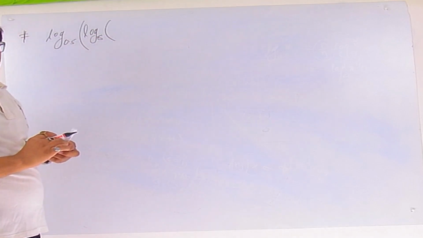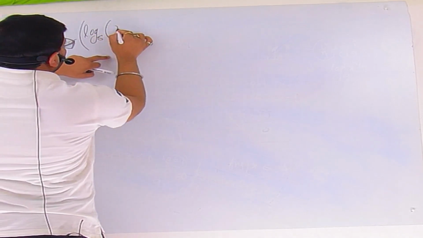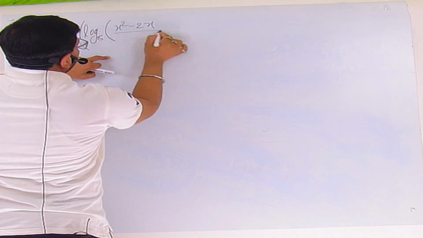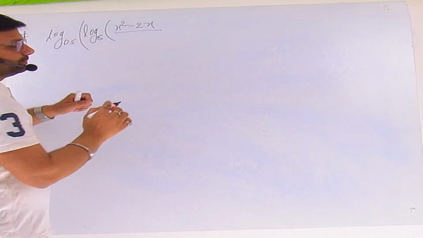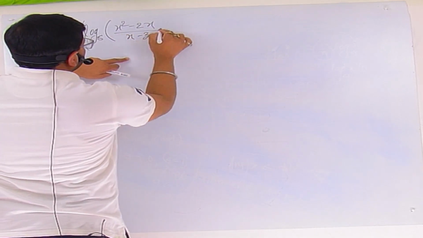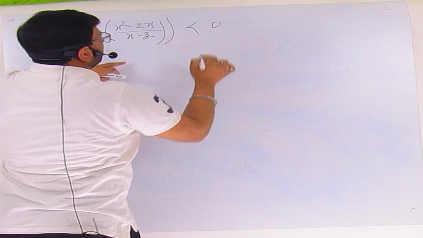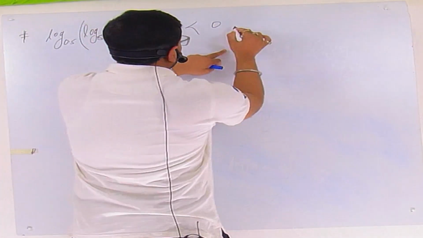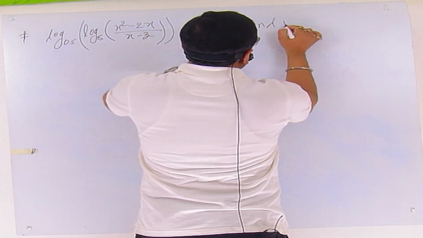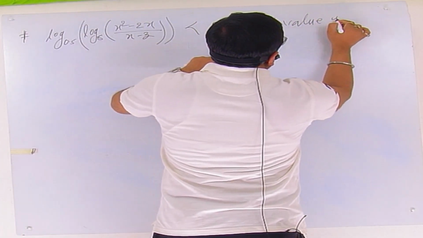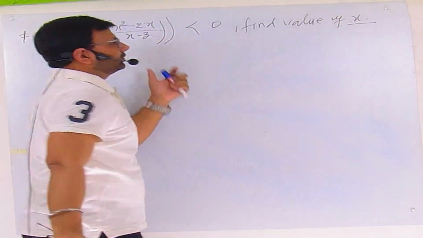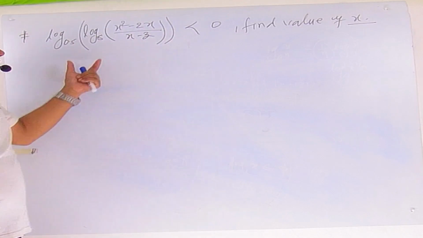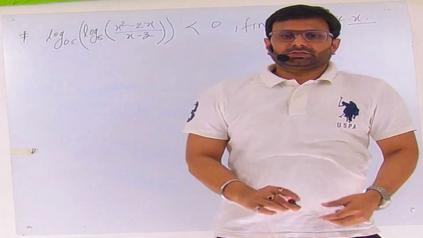of x square minus 2x divided by x minus 3, less than 0. So now find the value of x here. How to find the value of x here? Now tell me how to find the value of x.